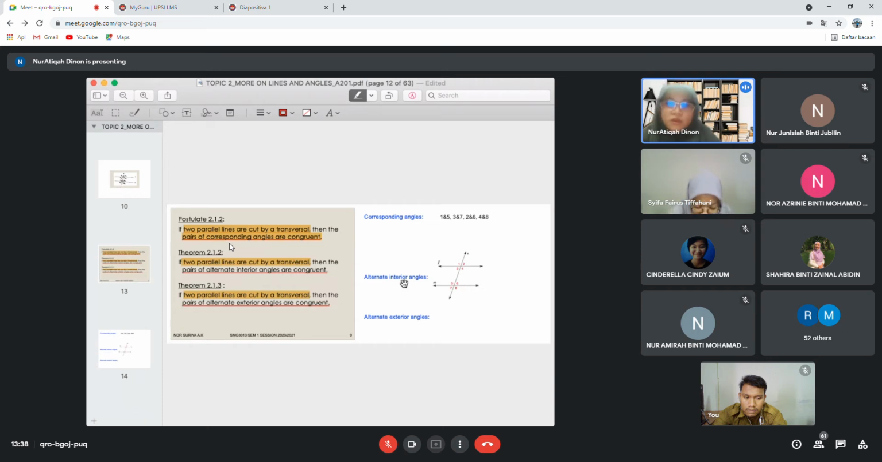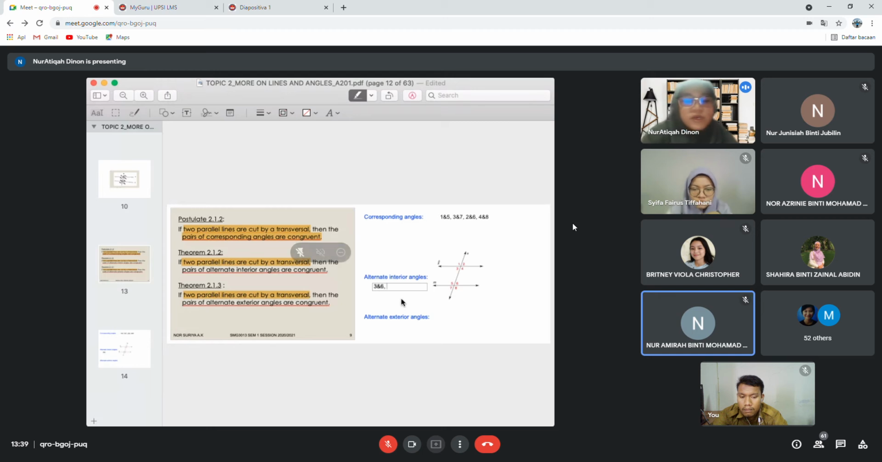Okay, next, let's look at the alternate interior angles. They must be the angles in between line L and line M. Can anyone give me the first pair? We should have 2 pairs because we have 4 angles over here. The first pair, anyone? 3 and 6. Good. The last one? 4 and 5. Good.